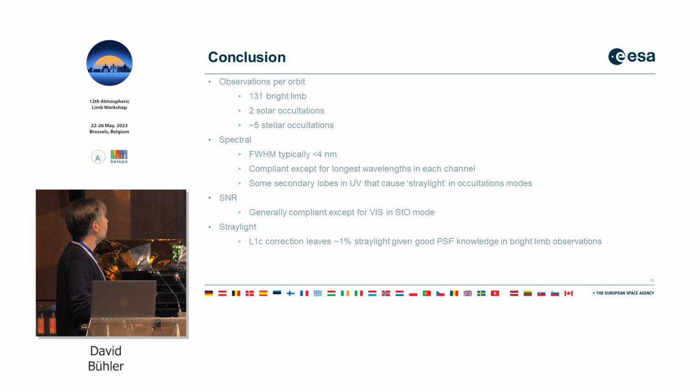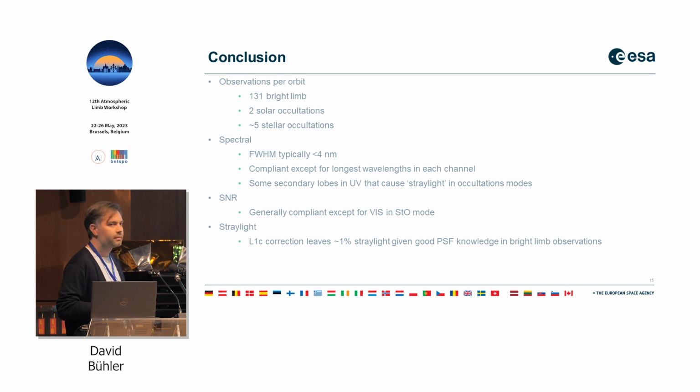So to conclude, a typical observation consists of a whole set of individual images. In fact, we will have 131 in the bright limb, 2 solar occultations, obviously, and then we aim for 5 stellar occultations, likely going to be less. Spectrally, we typically are below 4 nanometers in full width half maximum, but towards the longer end of each channel, we are generally above that. The secondary lobes in the UV will have to be taken into account. We will try our best in the on-ground calibration, but of course what we can do in orbit will be far more challenging in that respect.